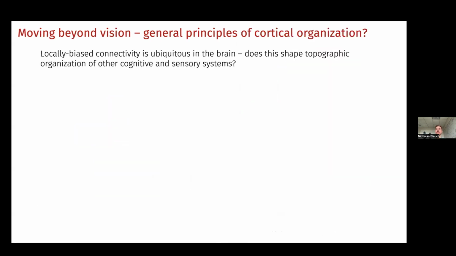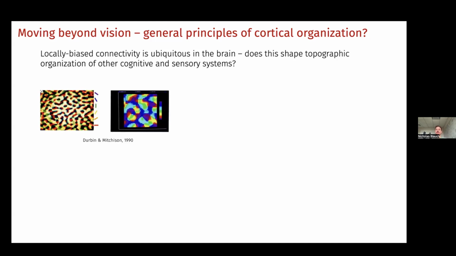So we wanted to know whether these principles might extend beyond vision. Locally biased connectivity is not something that is restricted to high-level vision. It's really ubiquitous in the brain. So we wanted to know, does this shape topographic organization of other systems in the brain?